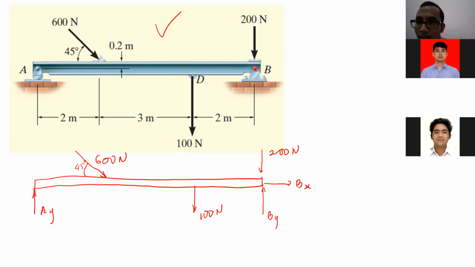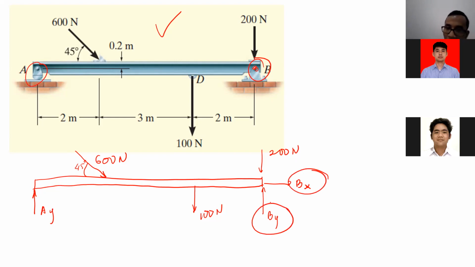Okay, so basically, when we draw the free body diagram, try to take a look at the constraint. What kind of restriction does the constraint make? For example, at B, the restriction is horizontal movement and vertical movement. Then draw the horizontal force and vertical force in order to make that restriction.